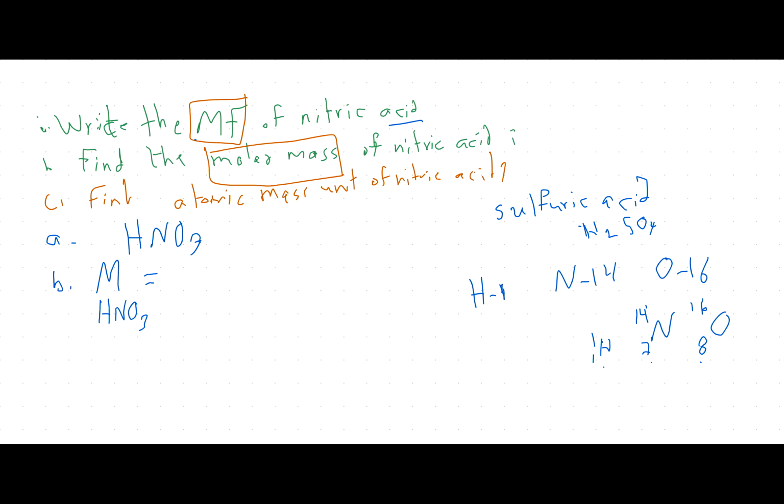Hydrogen, I have 1. So this means 1 times this number, because I have only 1, so I will times, plus nitrogen. How many atoms of nitrogen do I have? It is also 1 times 14. How many oxygen atoms do I have?